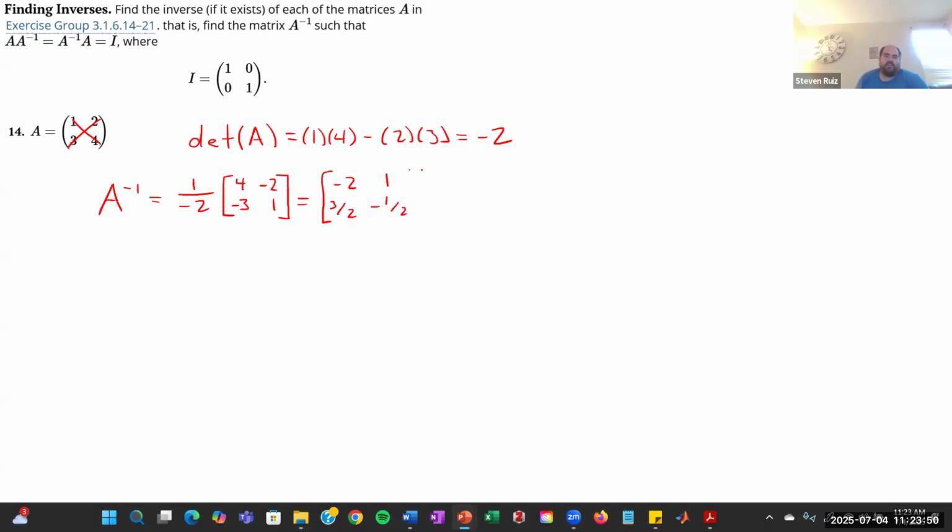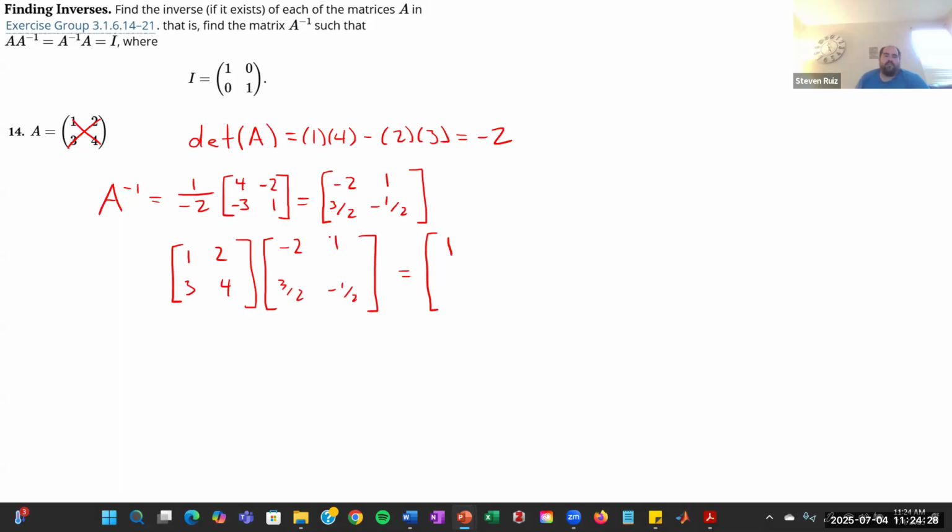Now, the reason this is called the inverse is that if I multiply A by A inverse, I should get the identity, that 1, 0, 0, 1 matrix there. So we can verify this through a multiplication: 1, 2, 3, 4 times -2, 1, 3 halves, -1/2. So what does this equal? Multiply row 1 by column 1, I get -2 plus 2 times 3 halves. That's -2 plus 3, that's 1.